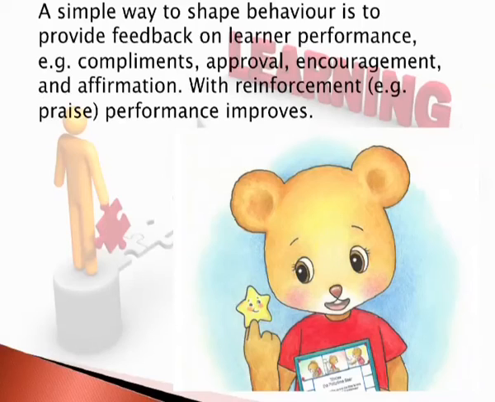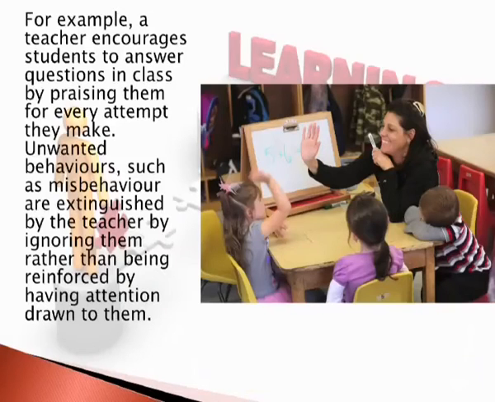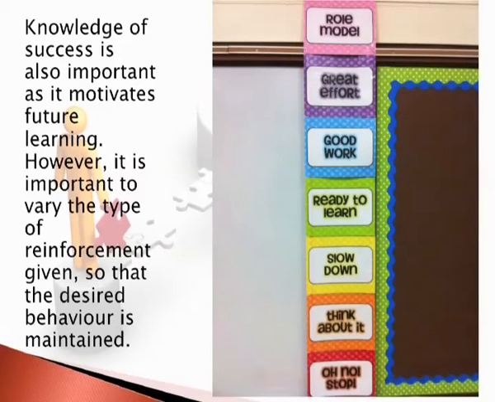A simple way to shape behavior is to provide feedback on learner performance. Example, compliments, approval, encouragement and affirmation. With reinforcement, for example praise, performance improves. For example, a teacher encourages students to answer questions in class by praising them for every attempt they make. Unwanted behaviors are removed by the teacher by ignoring them rather than reinforcing them by having attention drawn to them. Knowledge of success is also important as it motivates future learning. However, it is important to vary the type of reinforcement given so that the desired behavior is maintained.